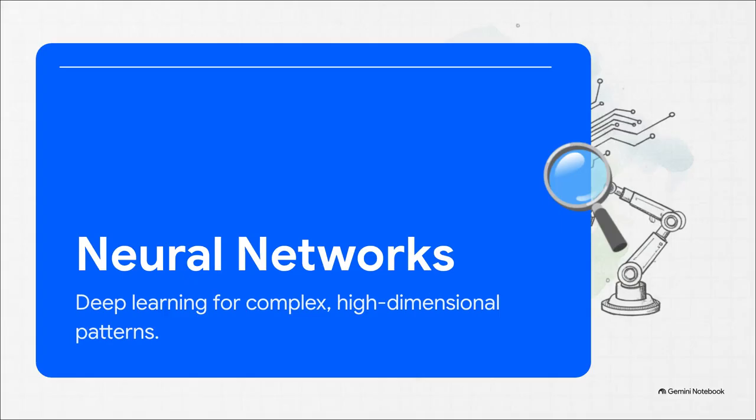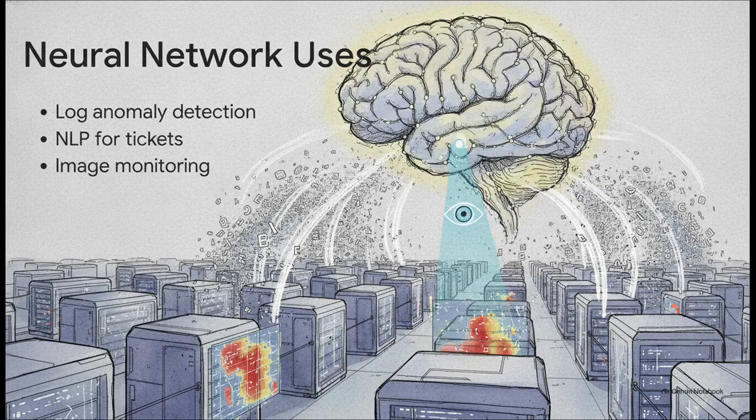Then we reach neural networks. Now we're talking about deep learning models designed for complex, high-dimensional patterns. These bring immense power, but they are generally reserved for highly complex scenarios where the simpler algorithms just totally fall short. They require a ton of data, massive compute power, and honestly, they operate largely as a black box. That means it is incredibly difficult to explain exactly how the network actually arrived at its decision. But look, when you need that power, absolutely nothing else compares.